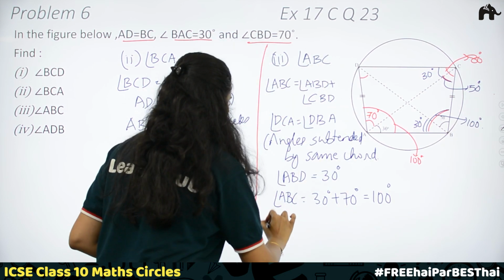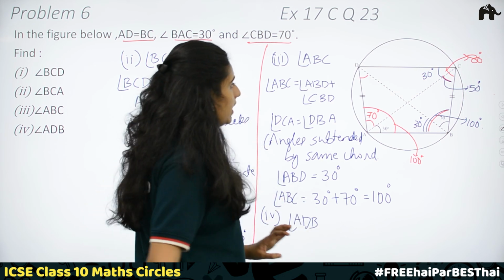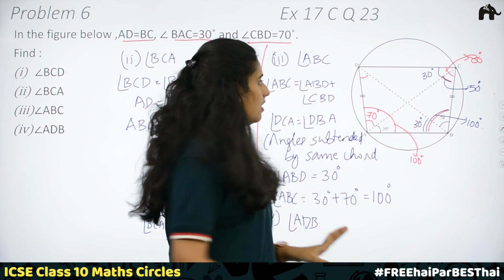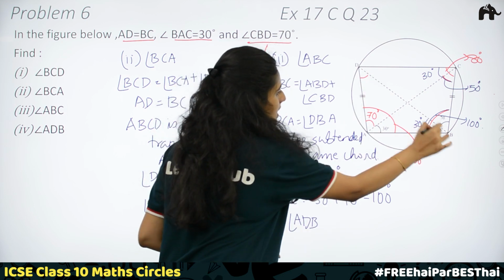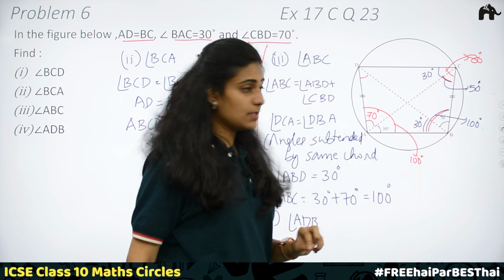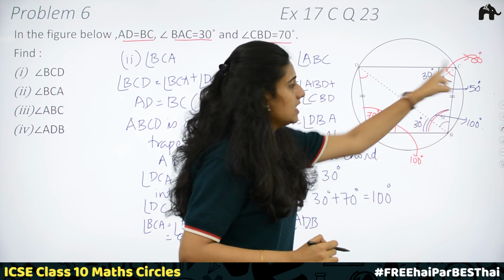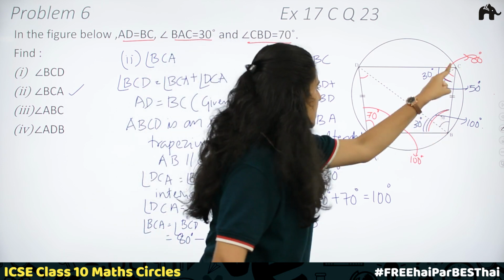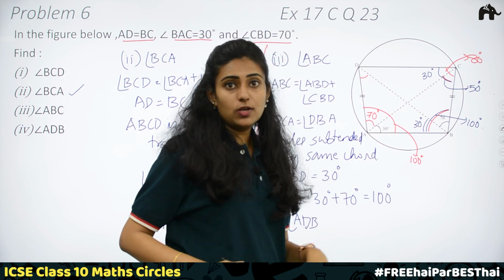Okay. Now the fourth one, we have to find angle ADB. Where do we have ADB? When you consider this chord AB, ADB is an angle subtended by AB and ACB is also an angle subtended by AB. We know the measure of ACB or BCA. BCA we have found in the second part. Yes, BCA is equal to 50 degrees. Therefore, ADB will also be equal to 50 degrees.